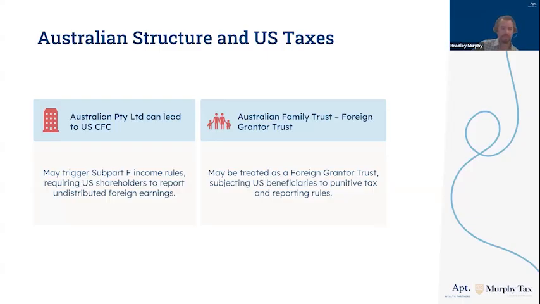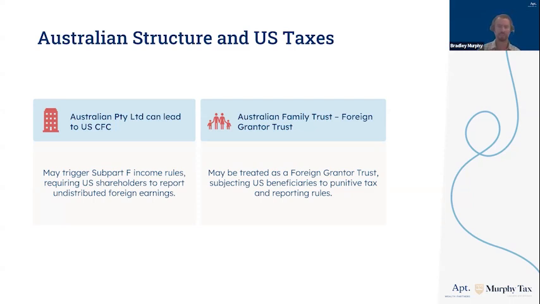The other big mismatch is the Australian company, the Pty Limited, which is the common Australian company structure to run a business. The benefit is that you can use that 25% company tax rate in Australia to run your business, which is obviously preferred from an Australian tax perspective.